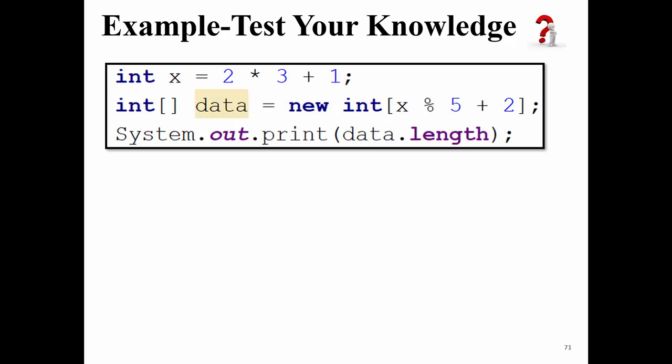So do you think this is a mistake here, or the compiler will go through and declare an array? If the compiler will allow you to do this, how many elements? 4 elements. That's true. Okay?